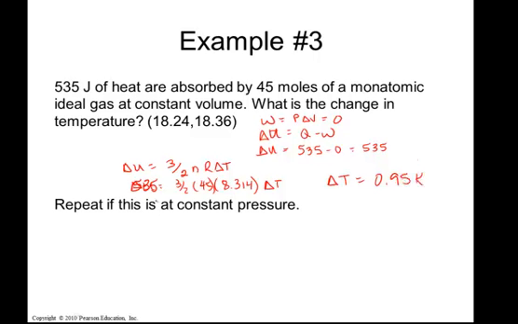Now I'm supposed to repeat this calculation, but this time at constant pressure. So at constant pressure, then I know that Q at constant pressure is 5/2 nR delta T.